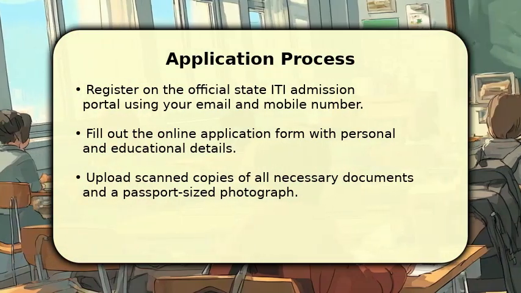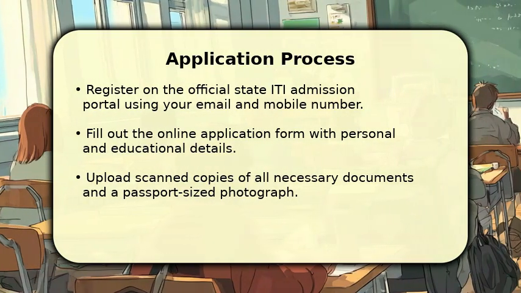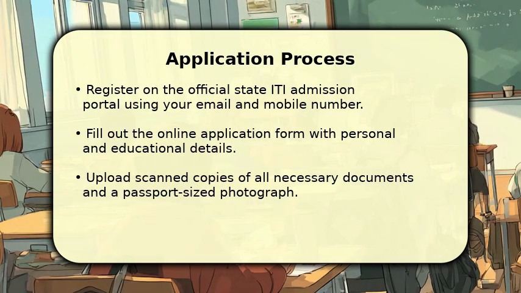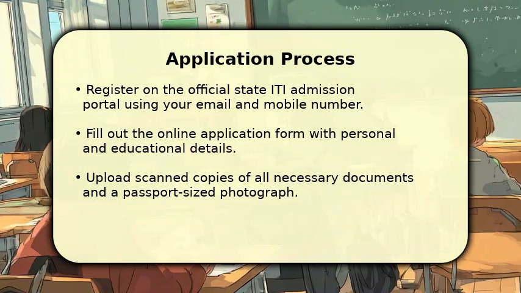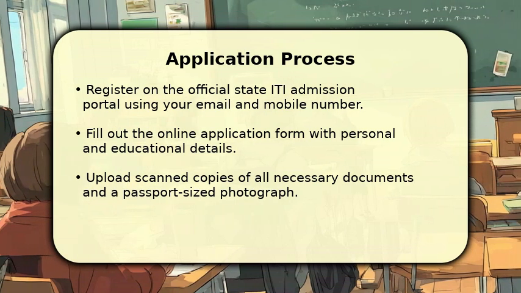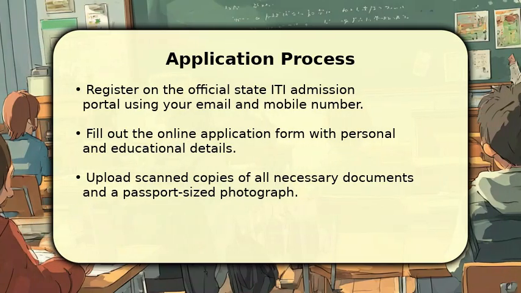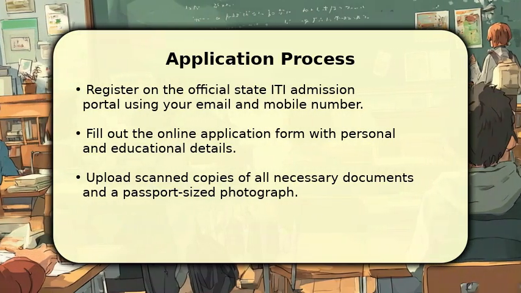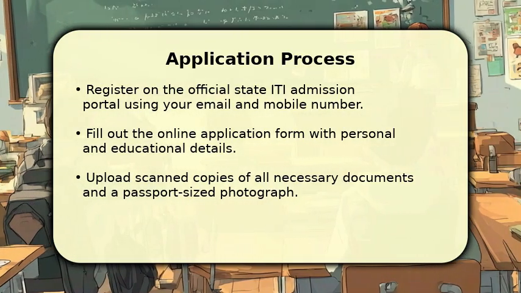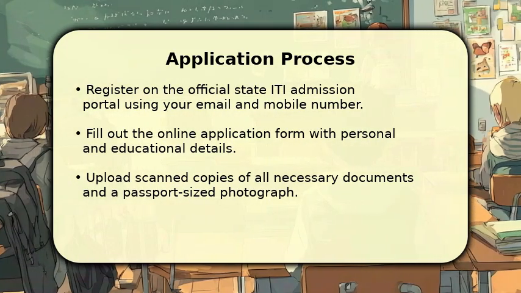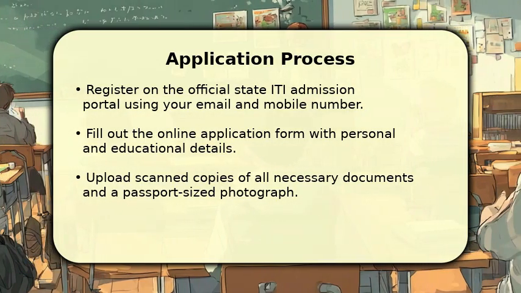The application process begins with online registration on the official state ITI admission portal. You will create an account using a valid email ID and mobile number. Next, carefully fill out the comprehensive online application form, providing all personal and educational details accurately. It is crucial to upload scanned copies of all required documents, including your mark sheets and a recent passport-sized photograph, ensuring they meet the specified size and format. Finally, complete the application by paying the non-refundable application fee online, which is typically around 200 rupees for general categories and 100 rupees for female candidates.